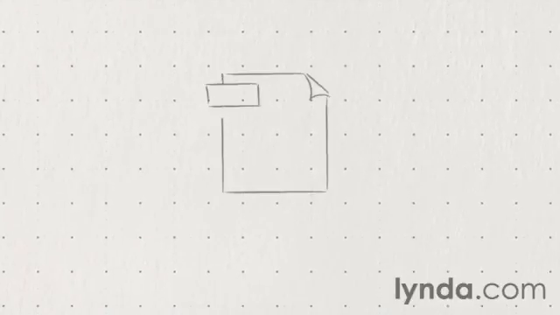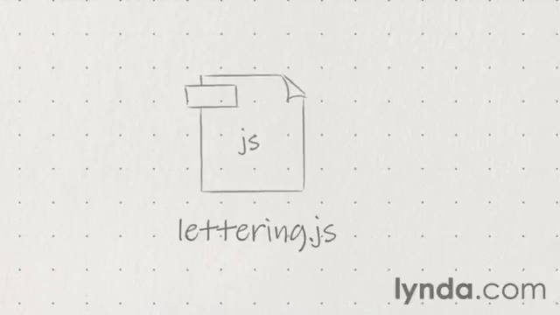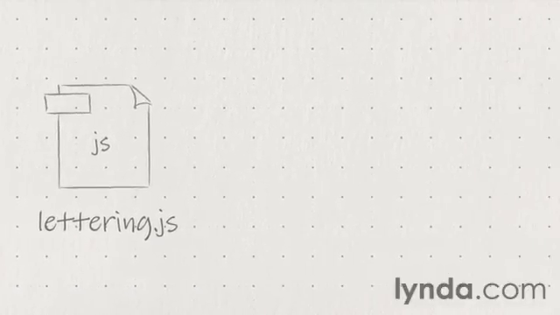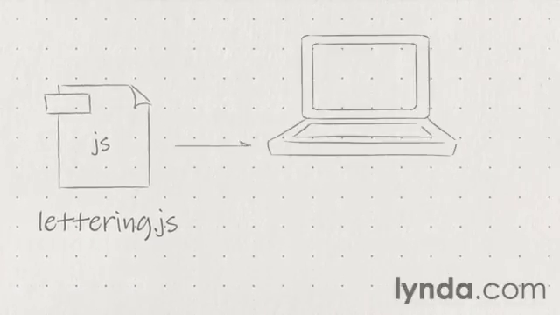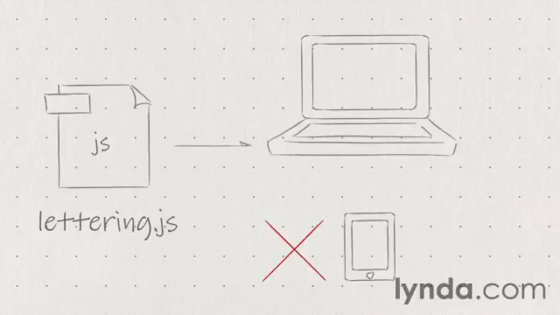It's also pretty common to use a JavaScript library in one context, but not the other. For example, I might use the lettering.js library to fine-tune my typography on a desktop site, but not use it at all for my mobile layout. Well, if that's the case, why make mobile users download it?